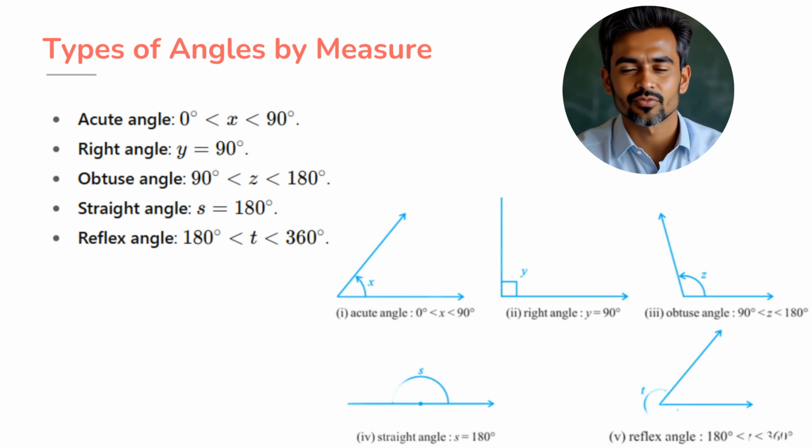Now, let's classify angles. These are like categories of people in a group photo. If the angle is less than 90 degrees, it's called an acute angle. Exactly 90 degrees, that's the perfect right angle, the L shape you see in paper corners. Between 90 and 180 degrees is an obtuse angle, a wide open angle. Exactly 180 degrees is a straight angle, just like a straight line. And bigger than 180 but less than 360 degrees, we call it a reflex angle. So, every angle you can think of falls neatly into one of these 5 categories.